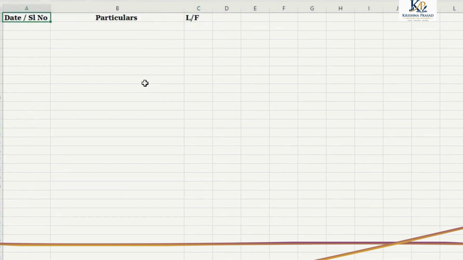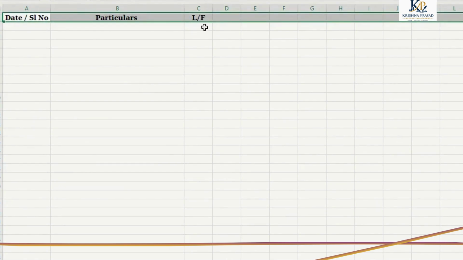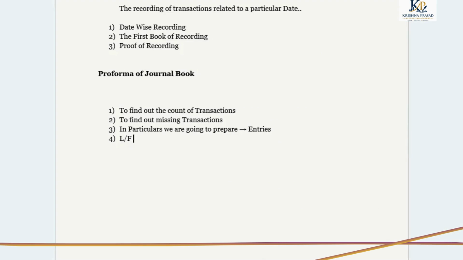What is meant by the LF? Very good. So LF stands for ledger folio. Ledger folio means recording the page number from the ledger book. So when we are preparing the entries, we will have the debit account and credit account, right? So the debit and credit accounts have been posted on which page number, అంటే లెడ్జర్ బుక్స్‌లో ఏ పేజ్ నెంబర్‌లో మీరు పోస్ట్ చేస్తారు అనేది ఇక్కడ రికార్డ్ చేసుకుంటారు ఫర్ ద ఈజీ రిఫరెన్స్.